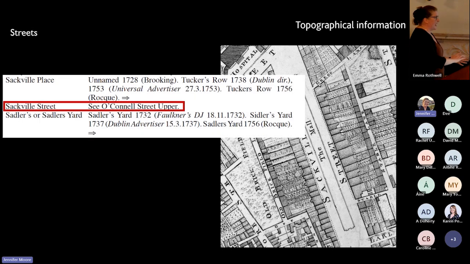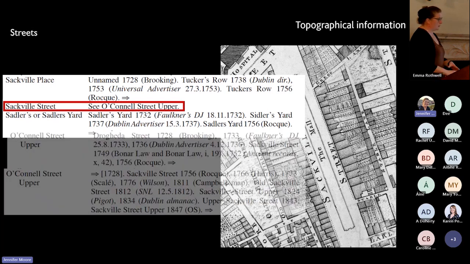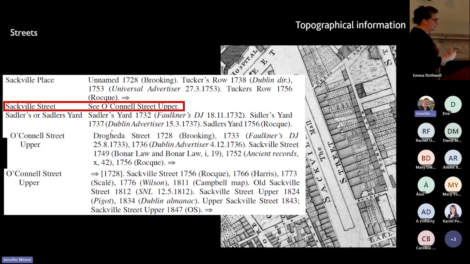You scroll down to S, you'll find Sackville Street, or O'Connell Street Upper. When you go to O'Connell Street Upper, you'll get the full history of that street. You'll see Drogheda Street in 1728, all the way up to 1847. And we have to do Dublin Part 4 yet, so you'll find out that it's kind of like Back to the Future Part 25. So that's the history of that street there.